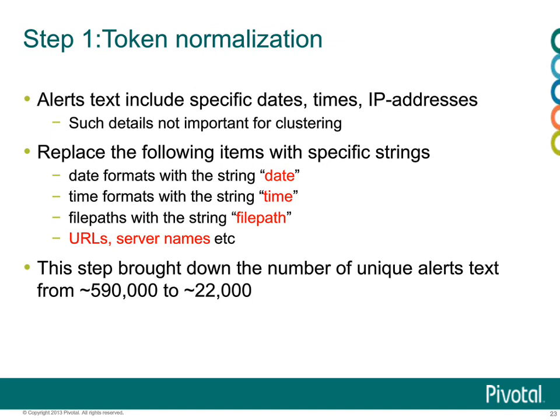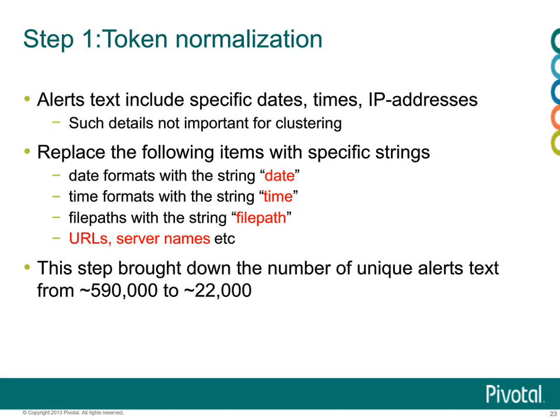So what we are doing with this approach is replacing some strings that are not important for clustering with standard strings. For example, the dates and times will be replaced by just the string date and time. The file paths, URLs, server names, and IP addresses have to be taken care of. After this step, we can bring down the number of unique alerts from say 500,000 to 22,000, which is more manageable. This is an important step. This is already providing some level of clustering.